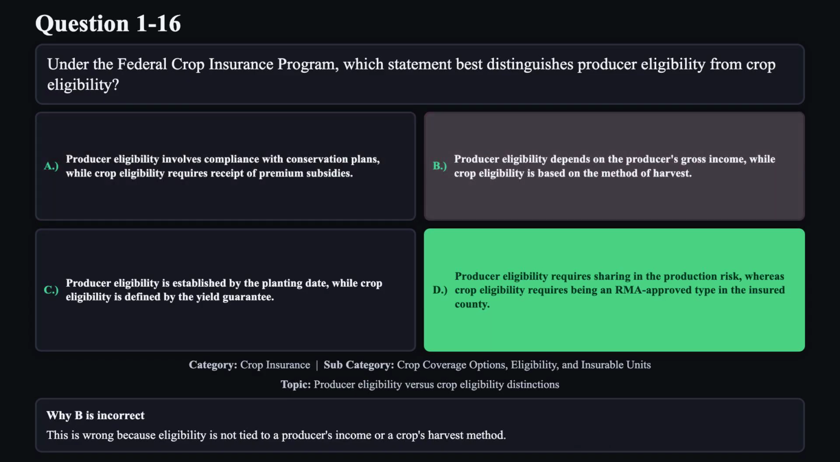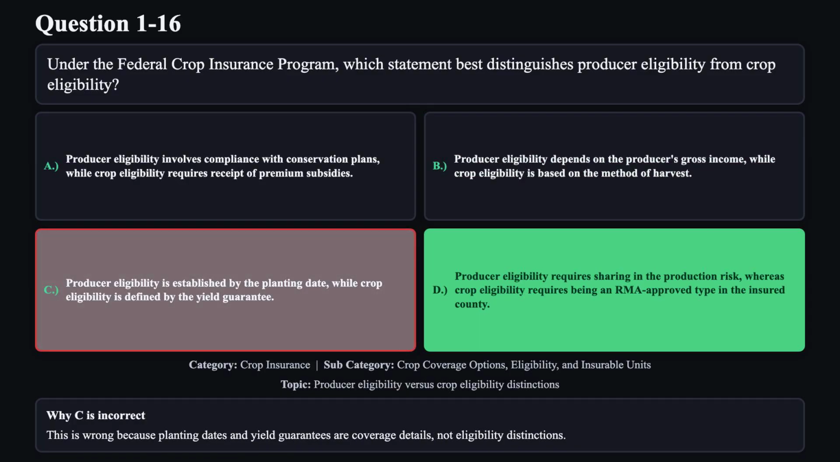Reason B is not correct. This is wrong because eligibility is not tied to a producer's income or a crop's harvest method. Reason C is not correct. This is wrong because planting dates and yield guarantees are coverage details, not eligibility distinctions.